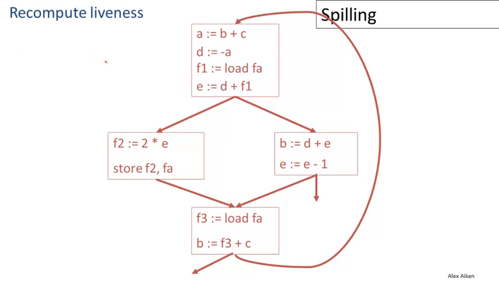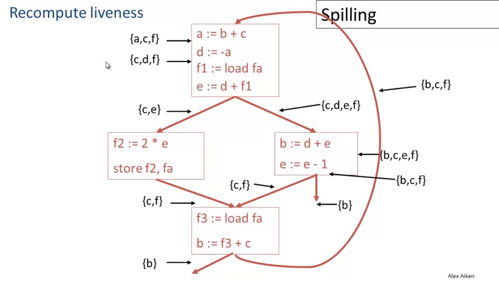And now we have to recompute the liveness of f. So what happens there? Well, here's the original liveness information from which we computed the register interference graph. Notice that f is gone. We no longer use f in the program, so we can delete all the places where we mentioned that f was live. And now we have the three new names, f1, f2, and f3, and we have to add in their liveness information.